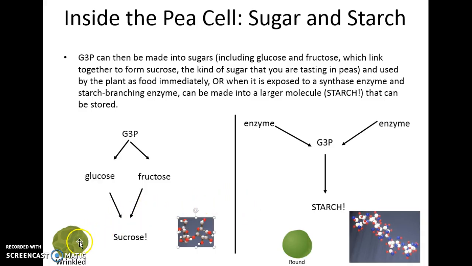Both of these peas, whether they have sucrose or starch in them, when you take them right off the pea plant, they're both very round. But after you dry them, the one with sugar gets more wrinkled, and the one with starch stays rounder.